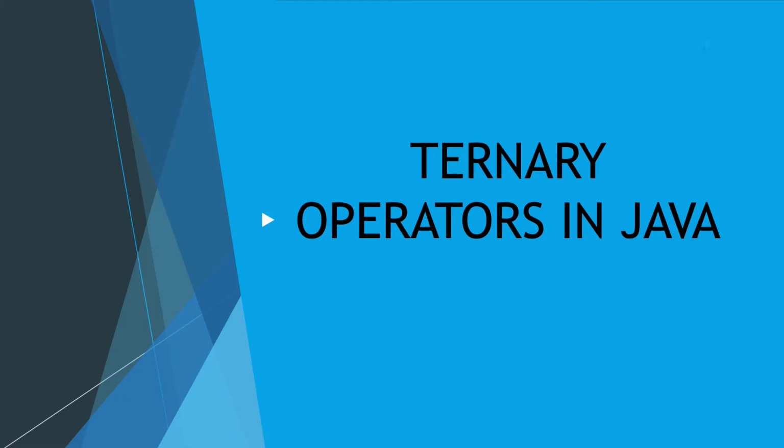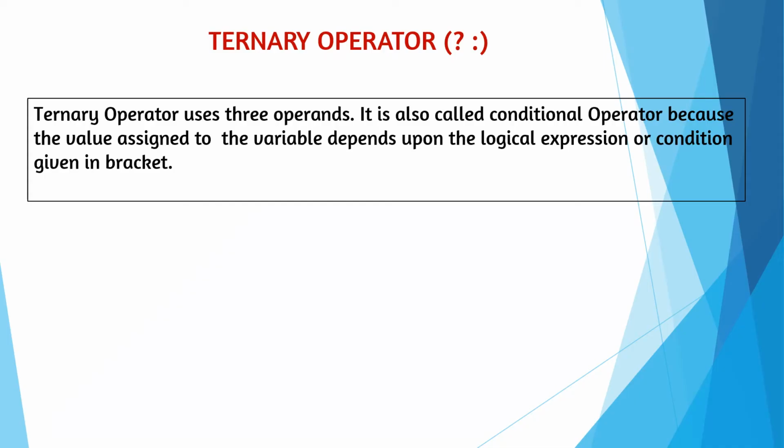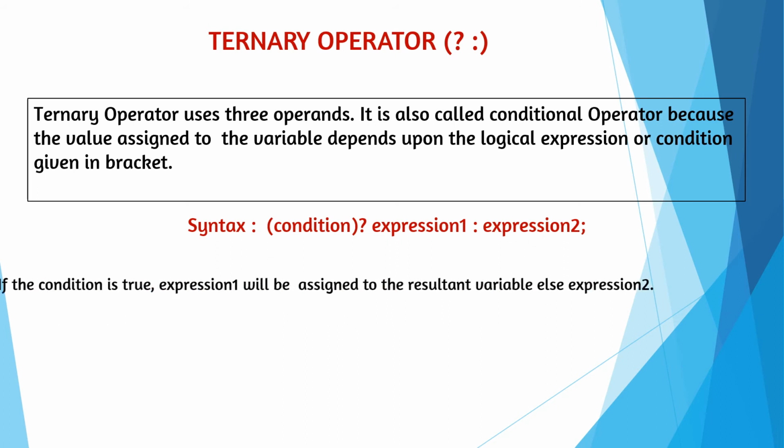The next important operator is the ternary operator in Java. Every year, at least one question will be asked from this topic. Ternary operator, mainly the question mark and colon, we can see here. It uses three operands. It is also known as the conditional operator because the value assigned to the variable depends upon the logical expression or condition given in brackets. We can see the syntax. Here one condition is given. If the condition is true, expression 1 will be taken, otherwise expression 2 will be taken.